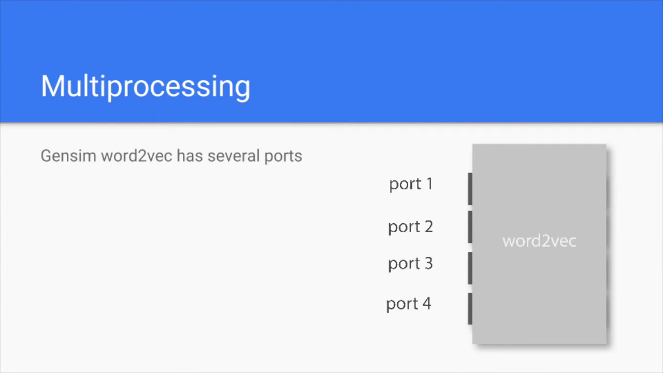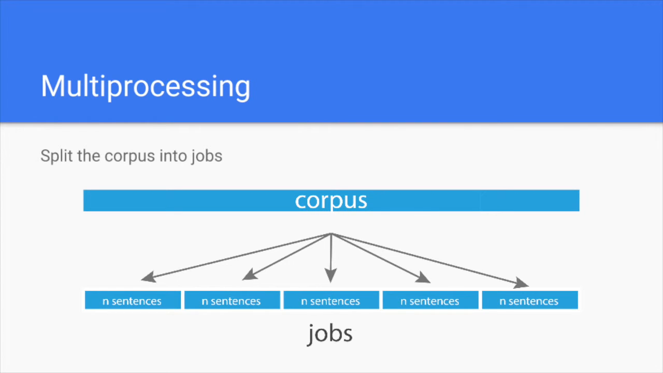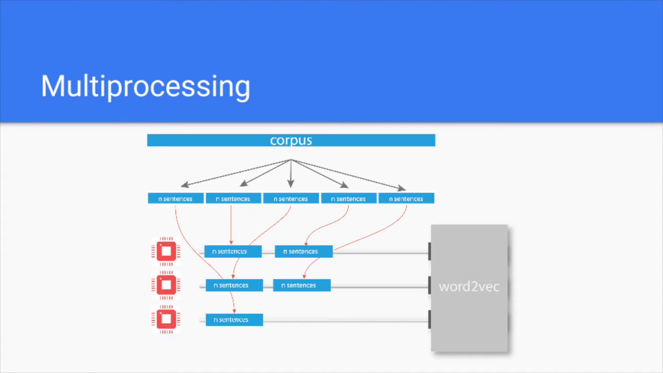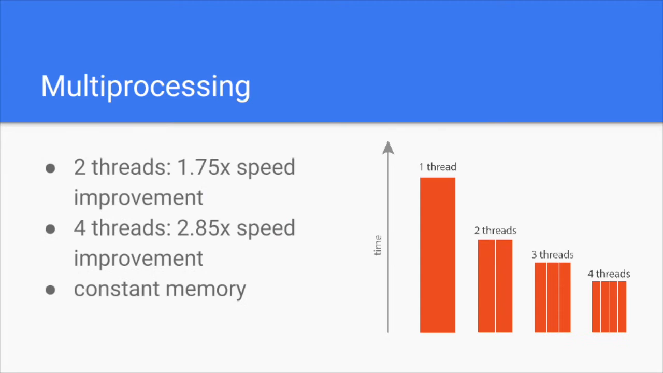The Gensim implementation contains several ports. It means we can train the model from several inputs at the same time. So, we split the corpus into several jobs of a fixed amount of sentences. Then, we can define multiple processes and we can assign jobs to these processes. Thanks to this, the Word2Vec model is trained simultaneously through the different ports. Using multi-processing strongly reduces the computation time. Indeed, the same work is now done in parallel whereas it was done sequentially.